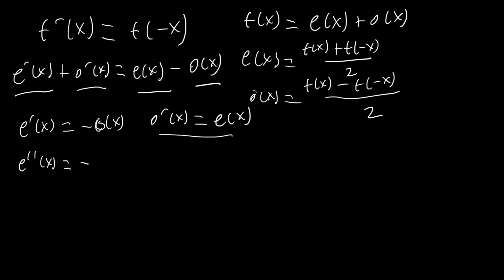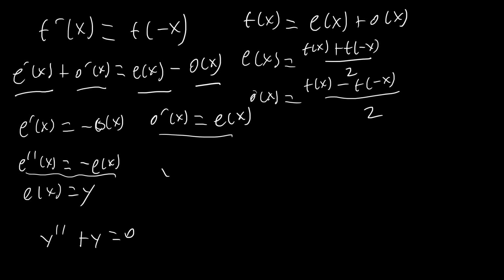So we can go ahead and say that E double prime of x equals negative E of x, sorry. And we'll say that E of x equals y. And this is just this ordinary differential equation right here, second order, linear, homogeneous. So y double prime plus y equals 0.